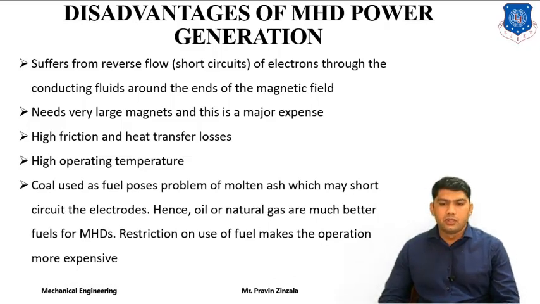Coal used as a fuel poses the problem of molten ash, which may short circuit the electrode. Means we are utilizing solid fuel, so there may be chances of short circuit. Oil or natural gas are much better fuels for MHD power generation. Means there is a restriction on the use of fuel, which makes the operation more expensive. So a particular fuel is required for MHD power generation, and this is also one type of disadvantage of MHD power generation.